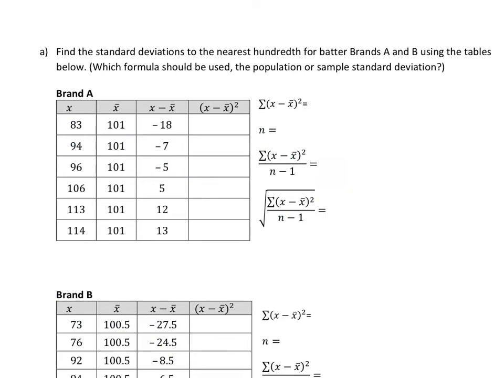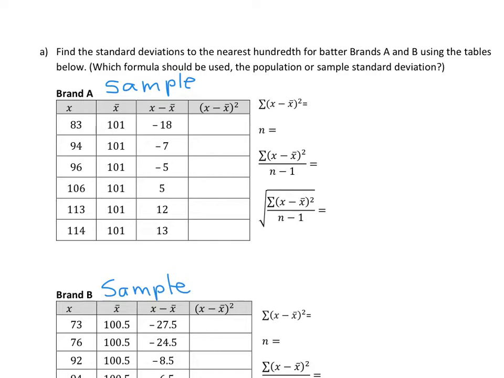Find the standard deviations to the nearest hundredth for battery brands A and B using the tables below. Which formula should be used, the population or sample standard deviation? Now this again is dealing with the battery brands A and B, and we know that those are only samples of the entire population of batteries. So these are both going to be samples. So we are going to find the sample standard deviation, and let's take this formula step by step.